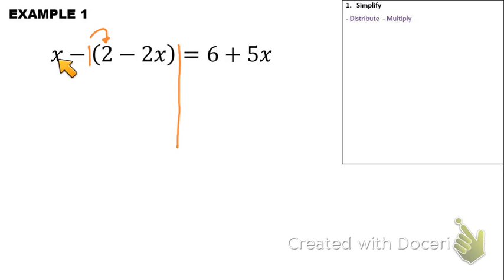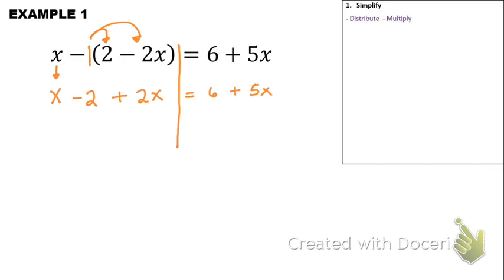This x right here is just going to drop down though. Nothing happens to it, so it just comes straight down. Negative 1 times 2 is negative 2. Negative 1 times a negative 2x becomes a positive 2x. On the right side, everything just comes straight down, so everything's the same. Alright, so we have distributed.